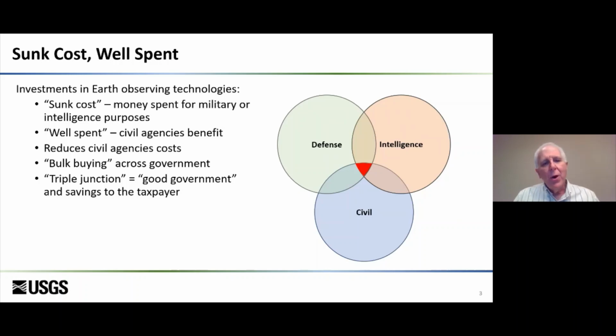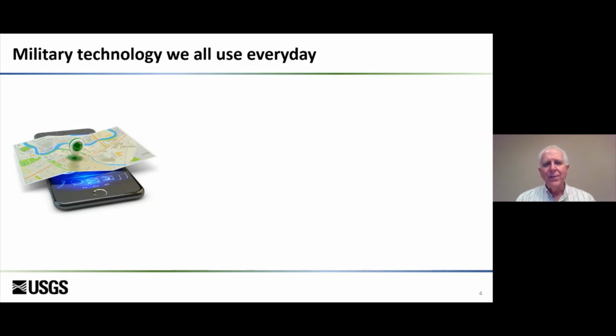And so within my center, we like to say that we operate in this triple junction, or the intersection of the defense and intelligence community with federal civil agencies such as USGS. And this triple junction is really good government. And through this idea of a sunk cost well spent, we believe that we're saving the taxpayer quite a bit of money. Now, an example of this sunk cost well spent is really something that I think each of us on this lecture or listening tonight can understand.